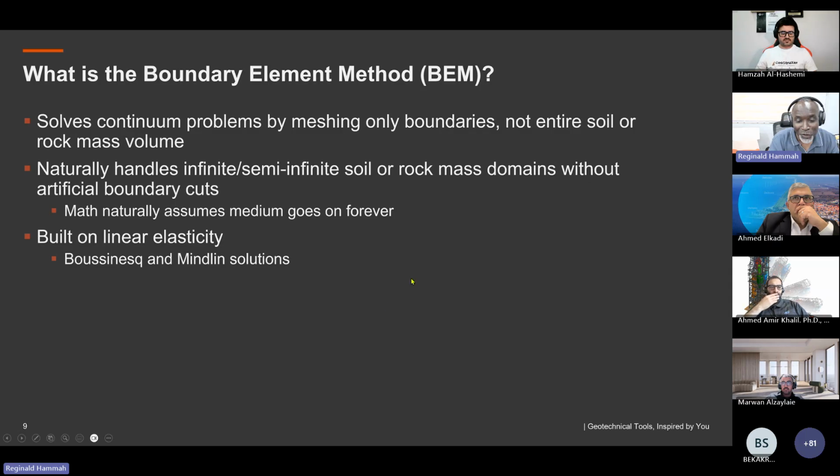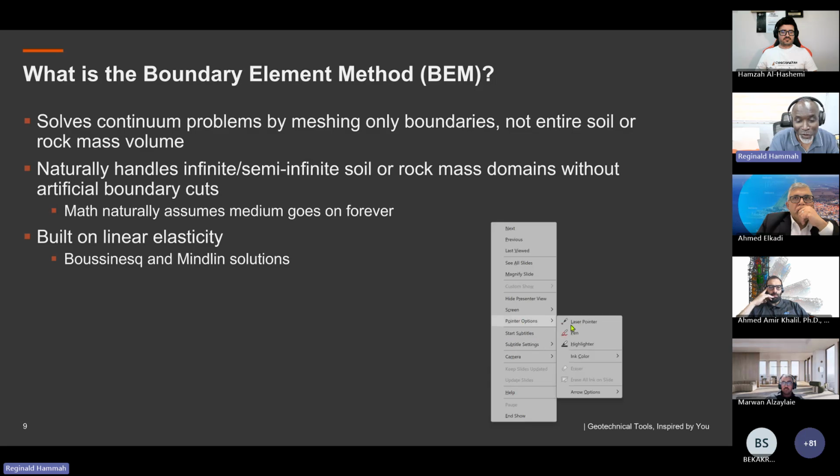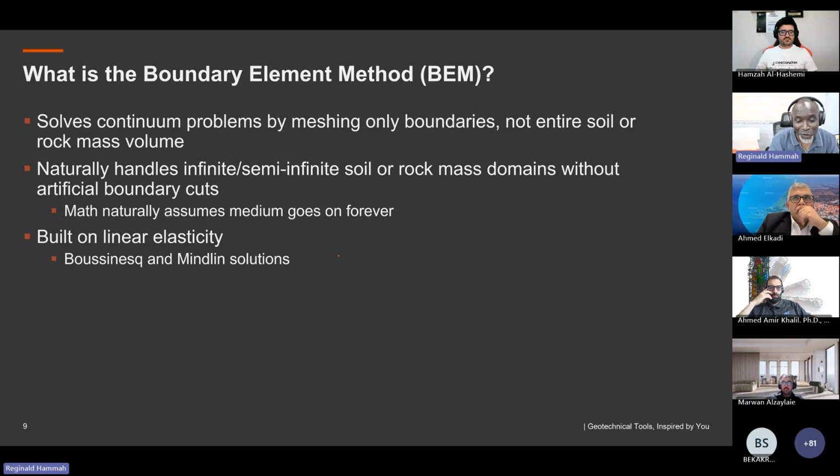Now, for geotechnical engineering, one of the strong points of this method is that, let's say this is the ground surface, you put up a building, and you want to know what is happening in the subsurface. Using the boundary element method, essentially it assumes that this surface continues into infinity. So it takes care of what we call far field stresses and displacements. It's naturally built into the solution.